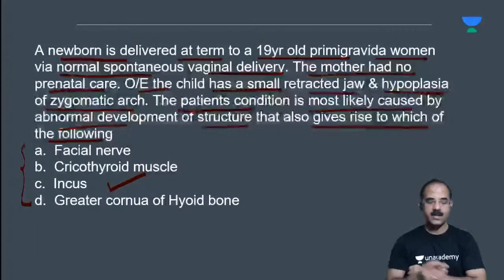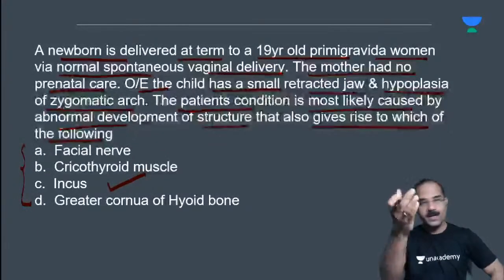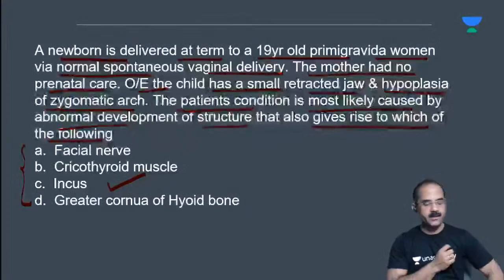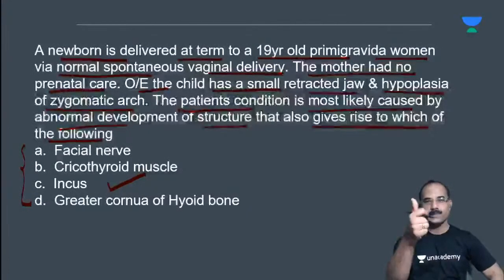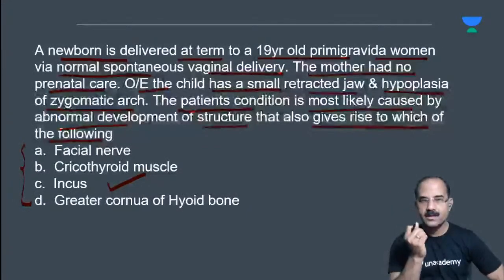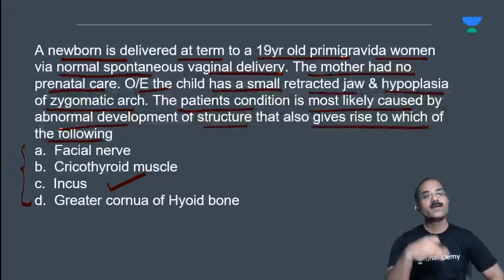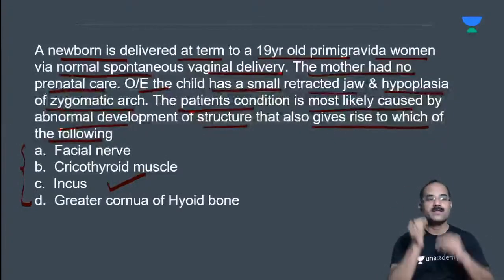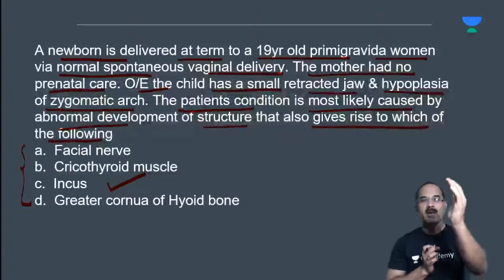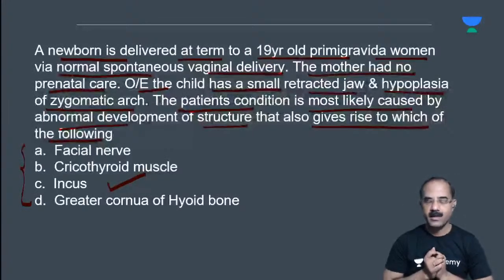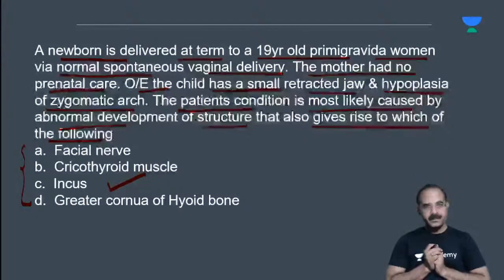What are the derivatives of the first pharyngeal arch? One is the four muscles of mastication: the masseter, the temporalis, and the medial and lateral pterygoids. These are the four muscles derived from the first pharyngeal arch. Which are the bones derived from the first pharyngeal arch? The maxilla, the mandible, the malleus and the incus.